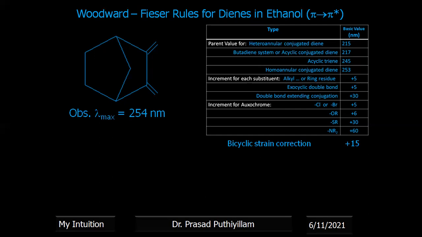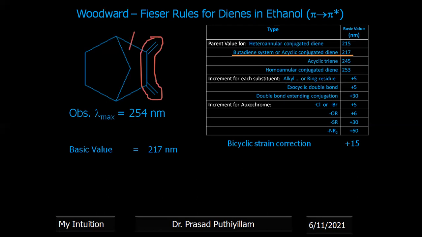Okay, now here, what type of system is it? The double bonds are not present in the ring. The double bond is present outside the ring only. Therefore, it is a carbon connected to a double bond, another carbon, a double bond. Therefore, it is just like the butadiene system, or acyclic conjugated. Conjugation is present not in the ring, outside the ring. Therefore, it is similar to a butadiene system, or an acyclic conjugated diene. Therefore, the basic value is 217 nanometer.